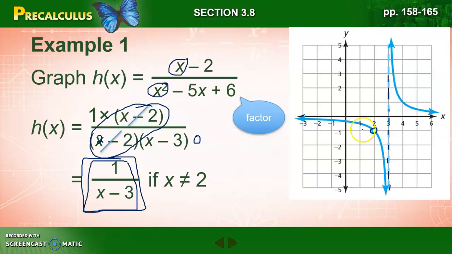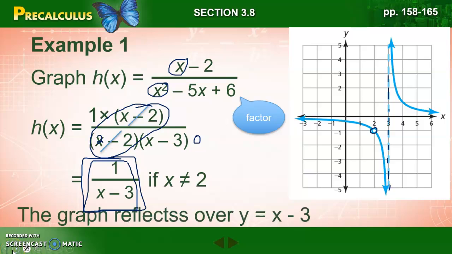So if this number, 2, is a 0 in both the numerator and the denominator, then it's a hole. It cancels and it's a hole. So if we can cancel it, it's a hole. If it's a 0 in the reduced rational function, it's an asymptote. So see if you can write that down, commit that to memory.